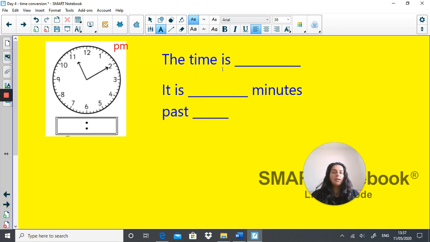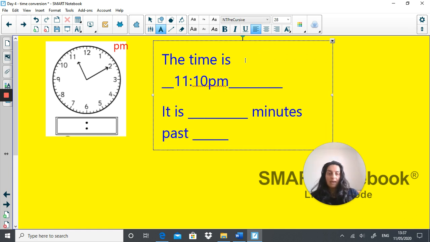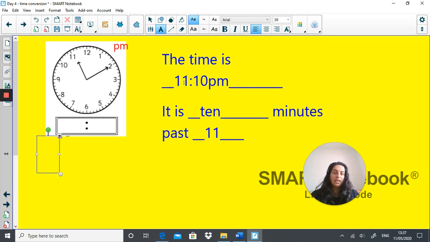So here we go. The time is what, and it's what minutes past what. So pause the video and complete this. The time is 11:10 p.m., and that's the same as 10 minutes past 11. If I was writing the time in the 24-hour format, I'll just add 12 onto 11, which would be 23:10. So 11:10 p.m. is the same as 23:10 in the 24-hour clock. Good. Let's move to our next example.